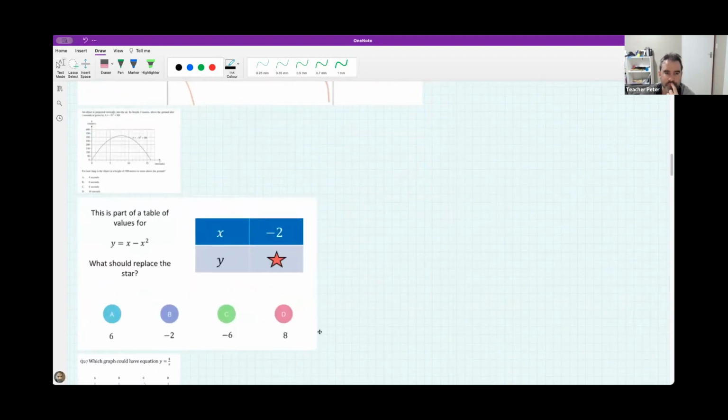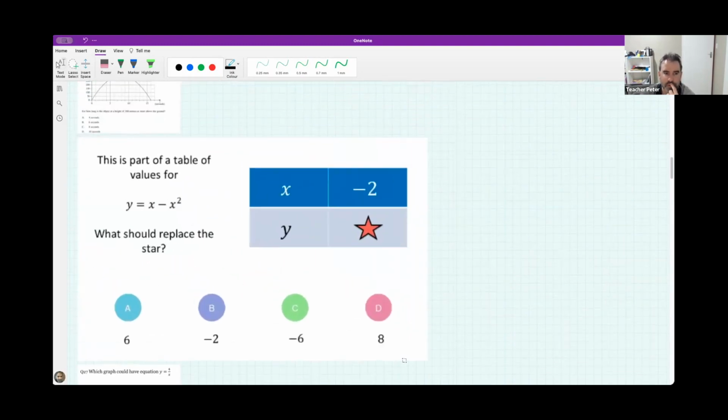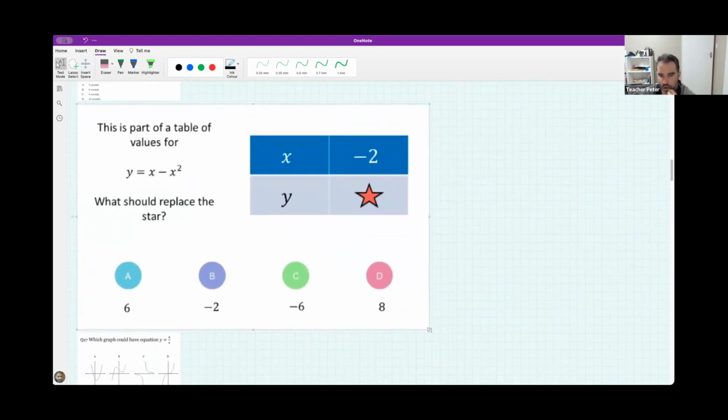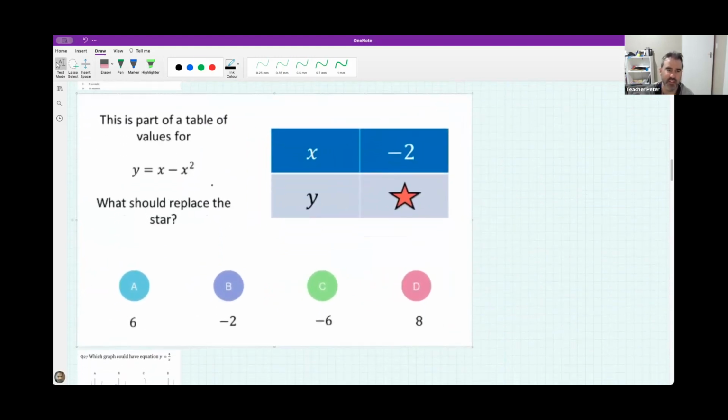Let's do this one. This is part of a table, and it says there is a relationship that y equals x minus x squared. It then says that x is minus 2. What value will y take? So what value of y will go with when x is minus 2? I want you to tell me, is it A, B, C, or D?